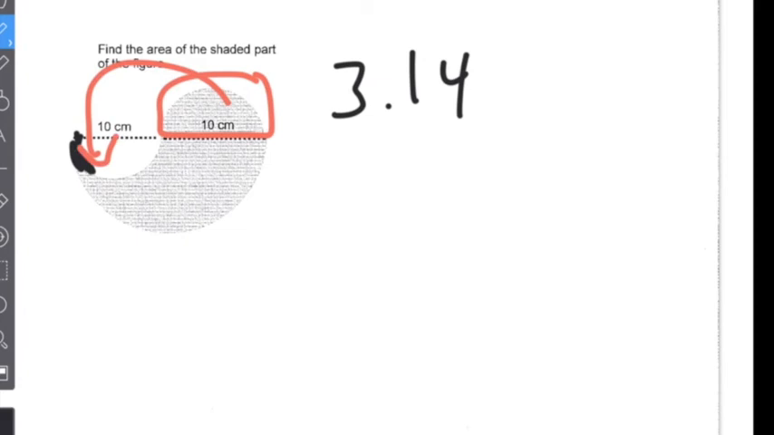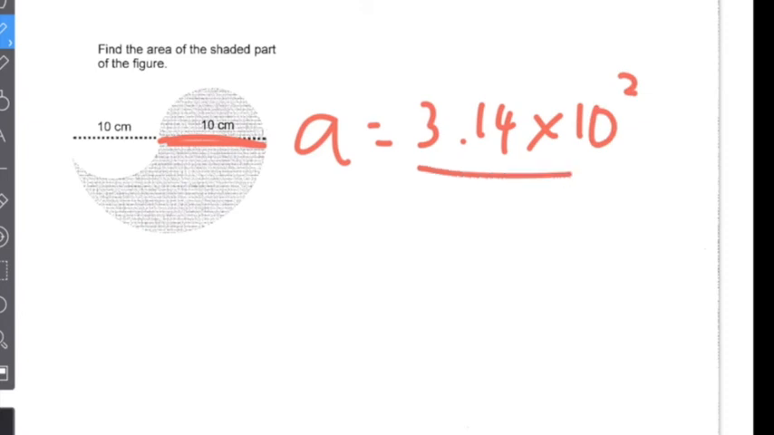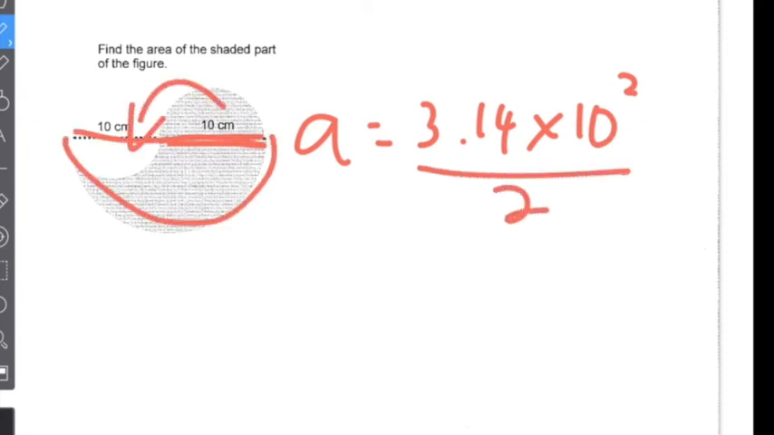So what we really have is one giant semicircle. So let me just erase this. We have area equals 3.14, which is pi, times r squared. The radius of this is going to be 10, so it's 10 squared. And then we're going to divide it by 2. The reason we're dividing by 2 is, again, when we put that semicircle in there, you're going to have one giant semicircle.